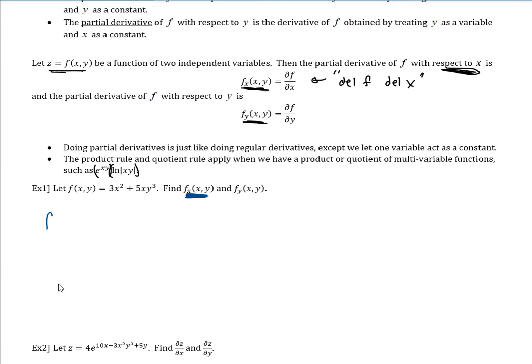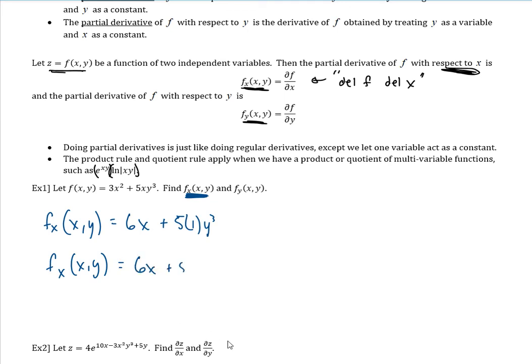Okay, and so let's break it down. We do f sub x of (x, y) equals, okay, so the derivative of 3x squared with respect to x is 6x. That's just like normal. And then we have plus, all right, the 5 is still just hanging out just like it always would. That is a constant. The derivative of x is 1. And then this y cubed is treated like a constant, just like this 5. Just how I wrote 5 down, I'm just going to write y cubed down. And then we'll just simplify. So f sub x of (x, y), the partial derivative of f with respect to x, is equal to 6x plus 5y cubed.